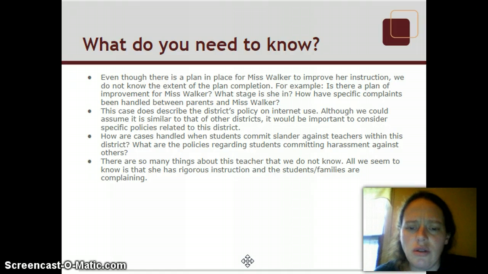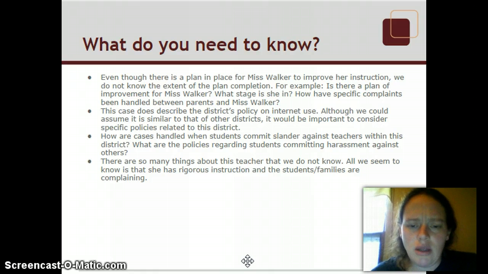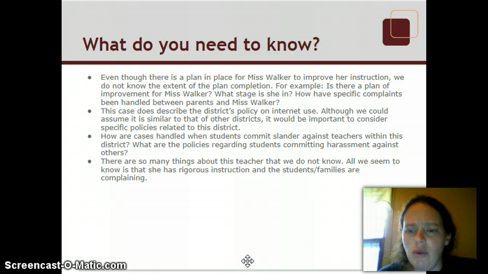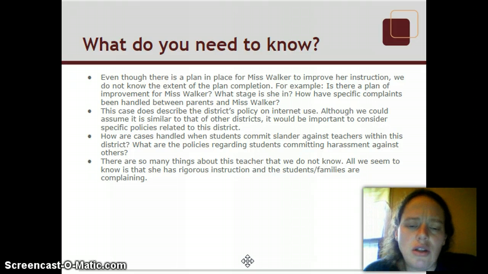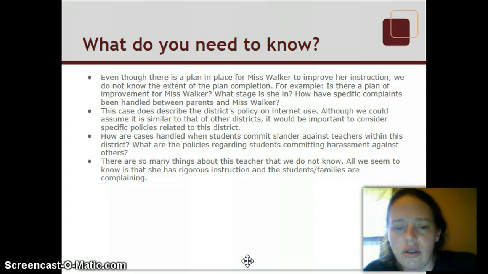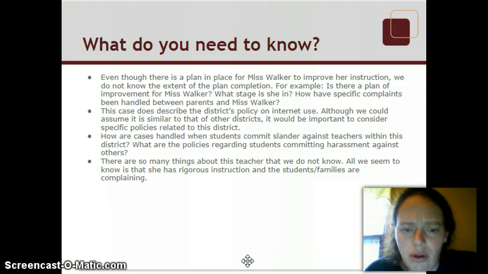This case also does not describe the district's policy on internet use. We could assume that it's similar to other districts, but it would also be important to consider the specific policies that this district has. Also, it'd be good to know how cases are handled when students commit slander against other people, such as a teacher in this situation. What policies are in place regarding students committing harassment against other people?